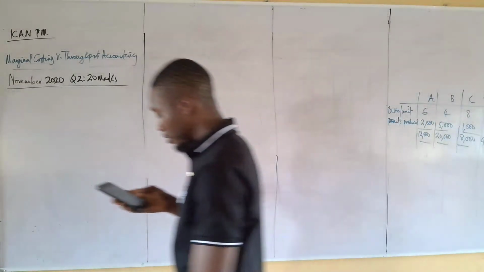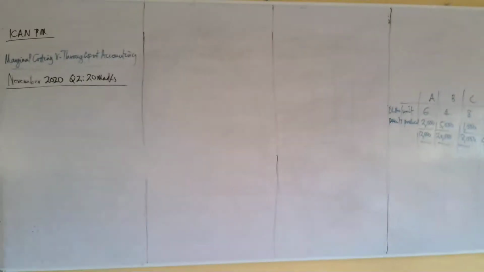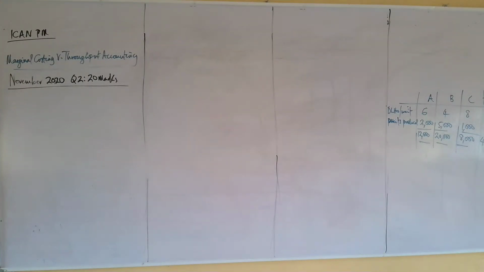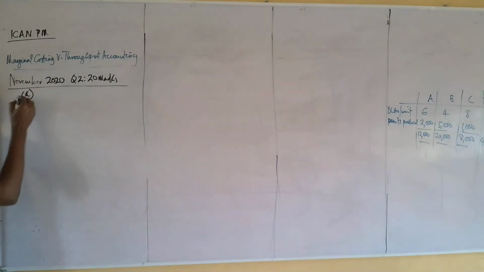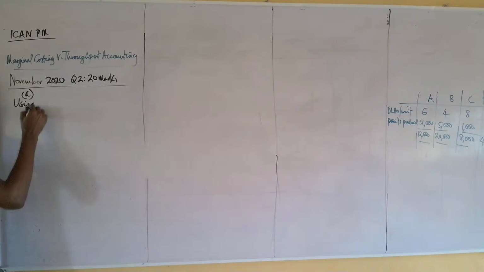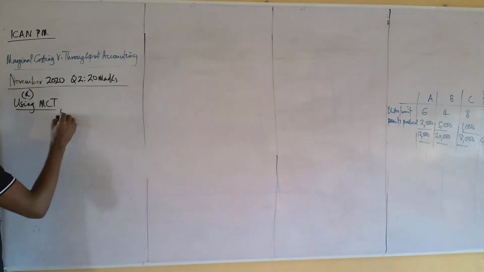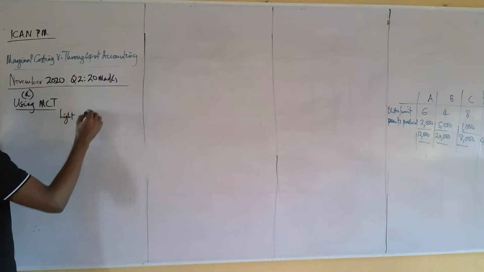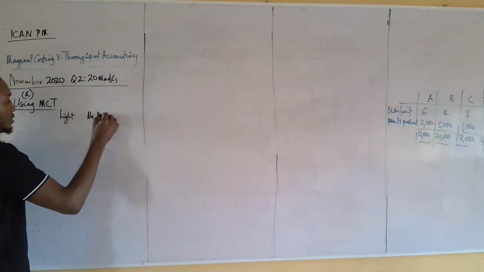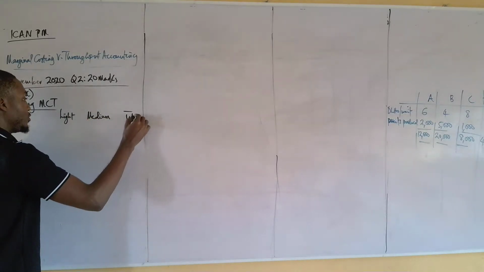Required 1. Using marginal costing principle, calculate the profit maximizing output and amount of what? Profit. So we just go using marginal costing. And we have two products. We have light and we have what? Medium. Create a column for total.